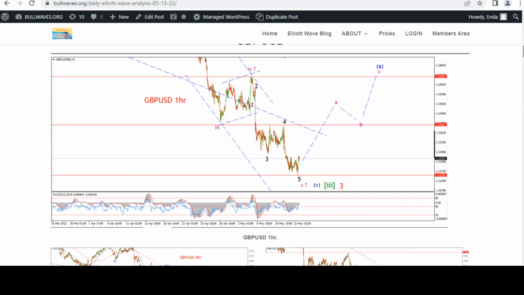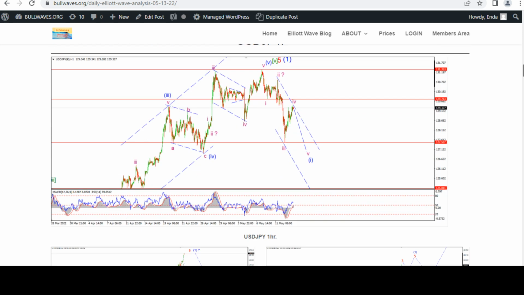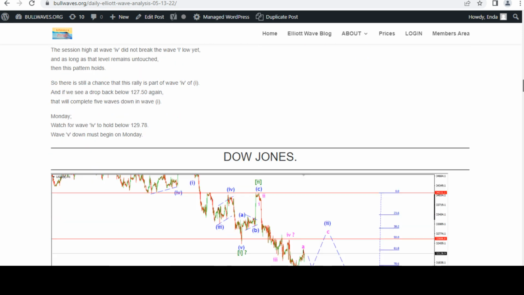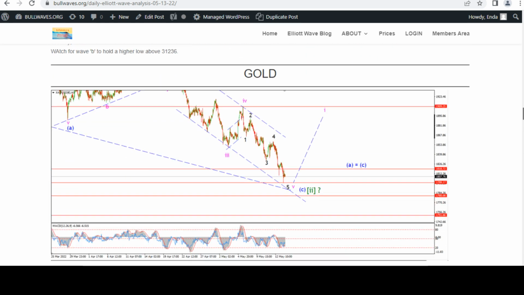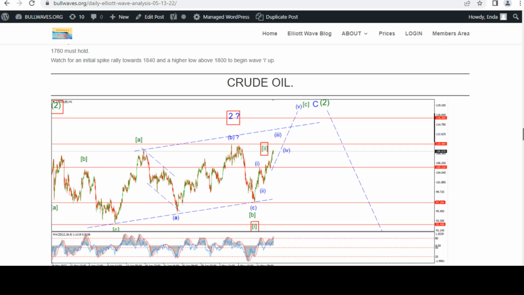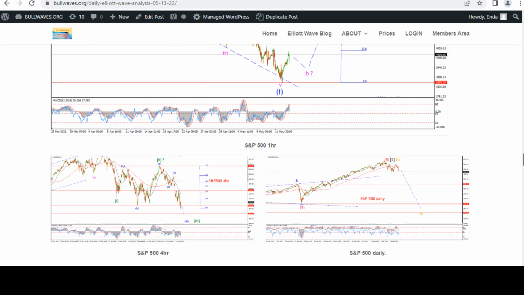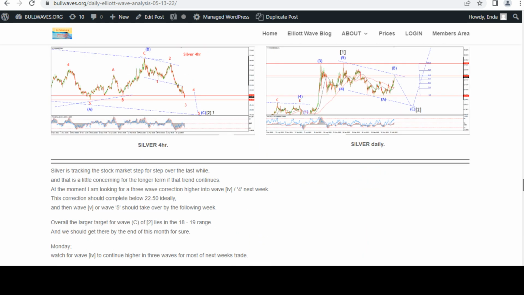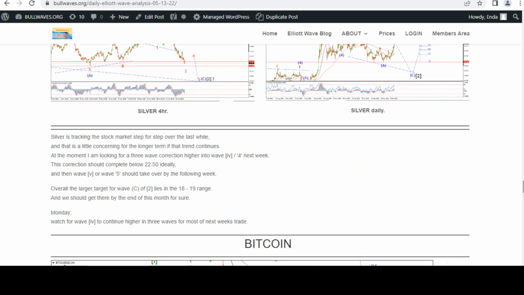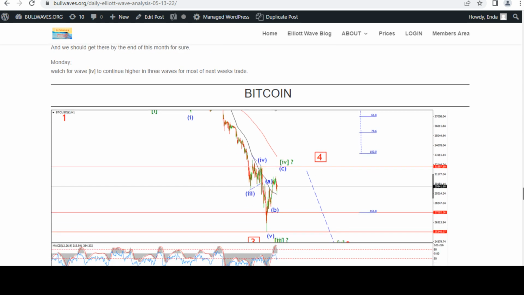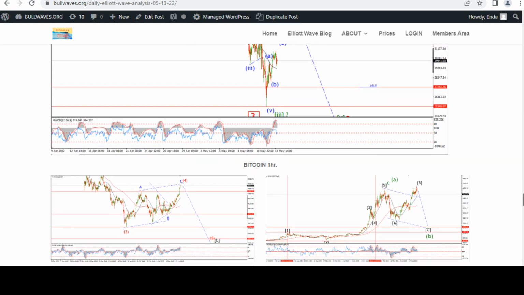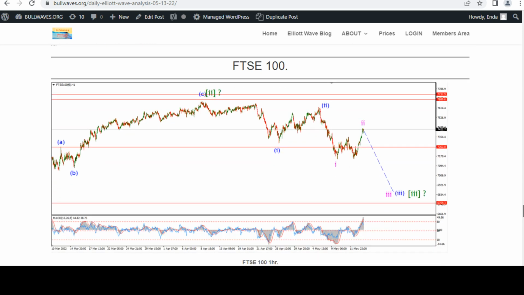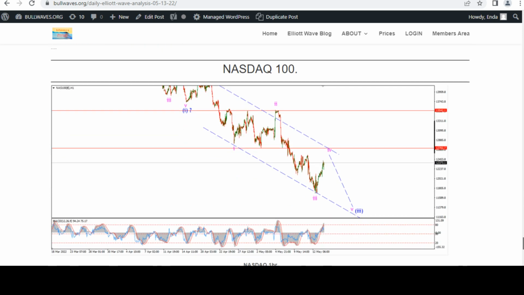So I go through the currencies. There's pound dollar and the update, and there's dollar yen and the update, and there's Dow Jones and the update, and then gold. We go right through the gamut: crude oil, S&P, silver. And that's the commentary that I give. And then I always tag on, I think I have 4 extra sets of charts, just for background noise, let's say. So I always have Bitcoin, FTSE, the DAX, and the Nasdaq.